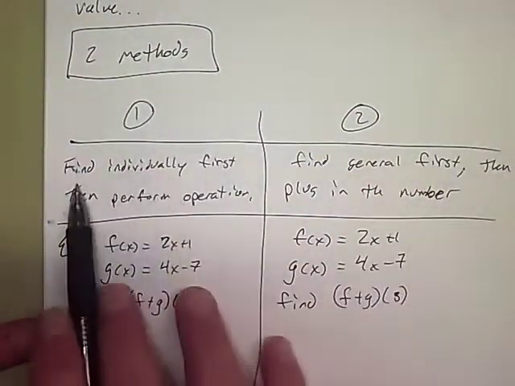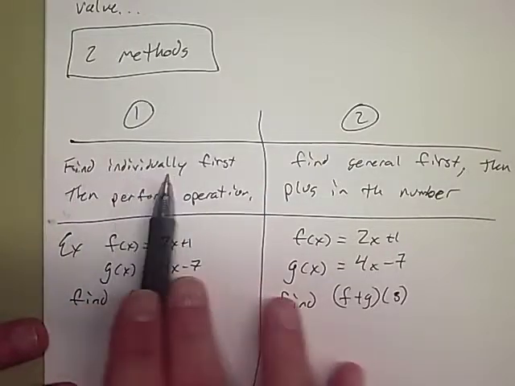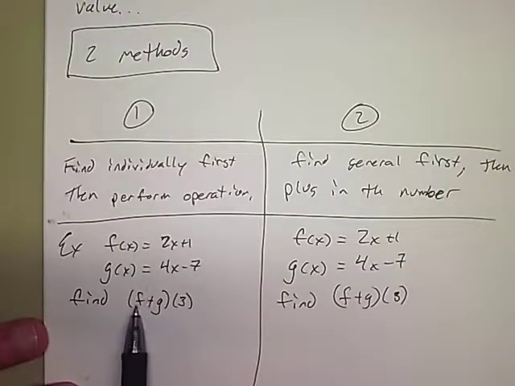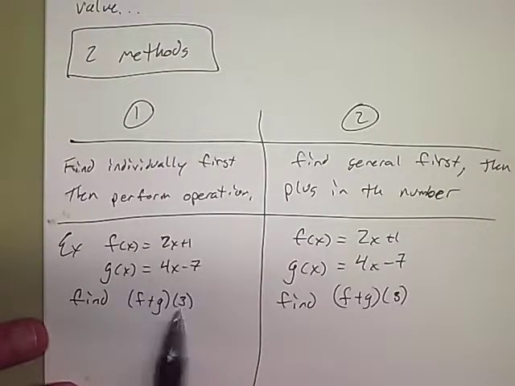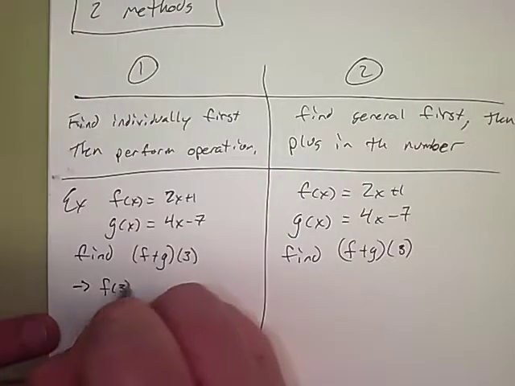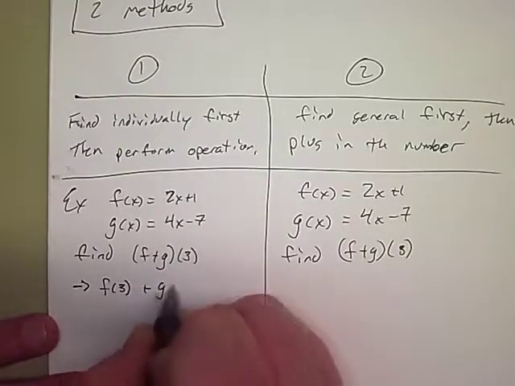So the first method is to find each individually and then perform the operation. Here's what I mean by that. f plus g at 3. What I'm going to do is I'm going to find f at 3 and then add that with g at 3.